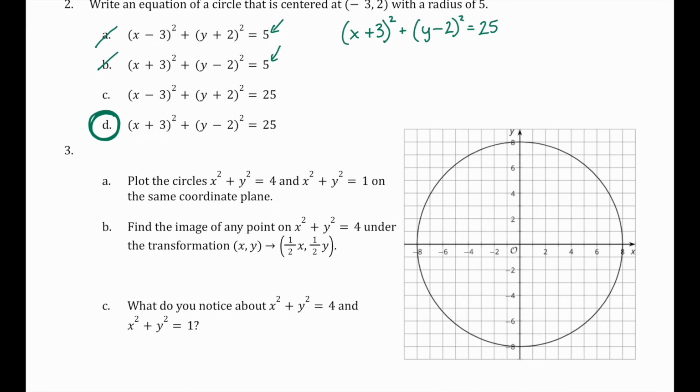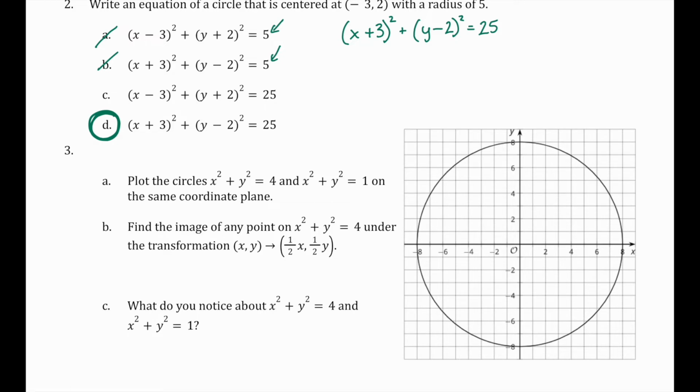Right. Question 3 here says, plot the circles x squared plus y squared equals 4 and x squared plus y squared equals 1 on the same coordinate plane. Find the image of any point on x squared plus y squared equals 4 under the transformation of x comma y changing to 1/2 x, 1/2 y. And then they're going to ask us, what do you notice about x squared plus y squared equals 4 and x squared plus y squared equals 1? So we'll start with part A.